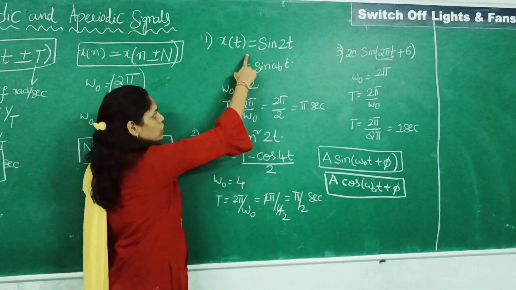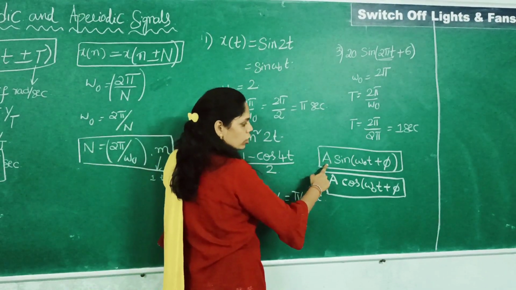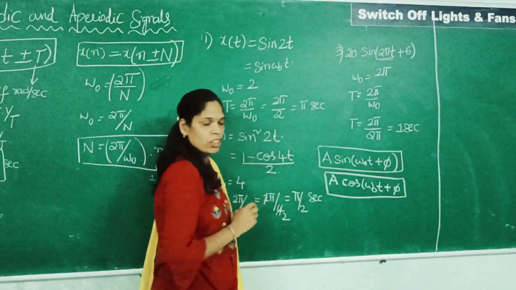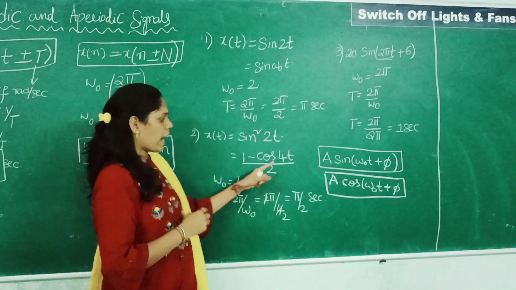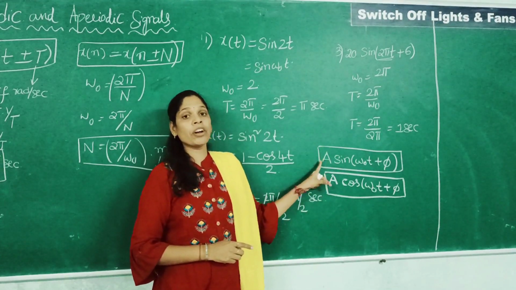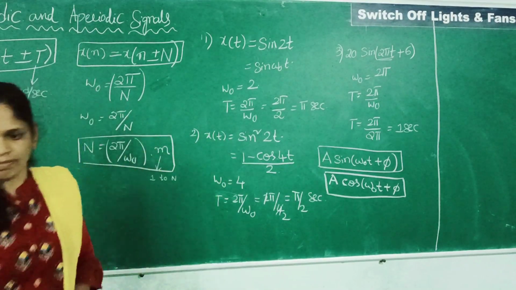If it comes to the first one, it is in this fashion: A sin omega naught t plus phi. A equal to 1, omega naught value is 2, phi value equal to 0. So what I conclude here is that every sinusoidal signal as well as phasor signal is periodic in nature. Okay. Now we will see some more examples.